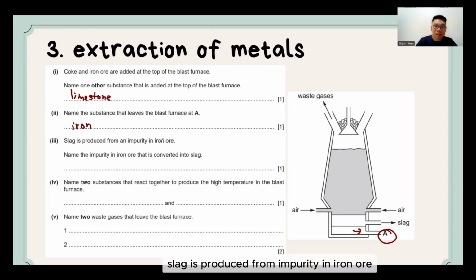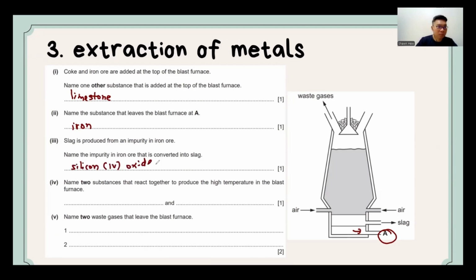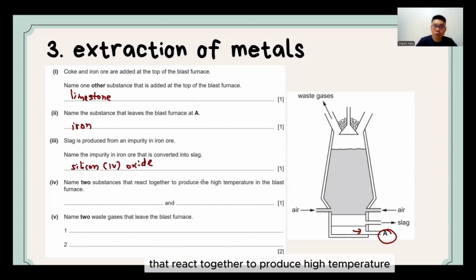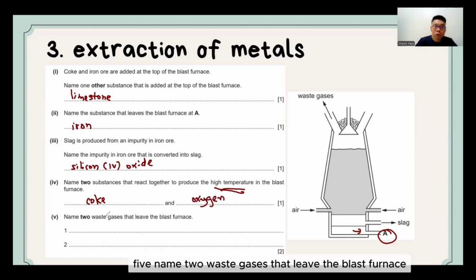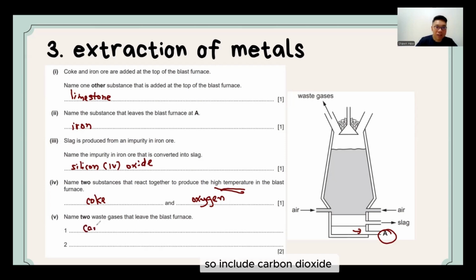Slag is produced from impurity in iron ore. Name the impurity. So it's silicon oxide. And then name 2 substances that react together to produce high temperature. What will cause high temperature is coke and oxygen when they burn. 5. Name 2 waste gases that leave the blast furnace. So include carbon dioxide. And you can say it's nitrogen.